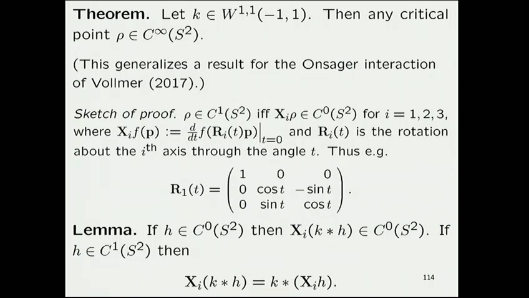And here's a lemma which says that if H is continuous on the sphere, then xi of the spherical convolution is continuous on the sphere. And that if H is C1 on the sphere, then xi of the convolution is the convolution of xi. So that's the analog of the derivative of the mollifier is the mollifier of the derivative, right? But it's done on the sphere.